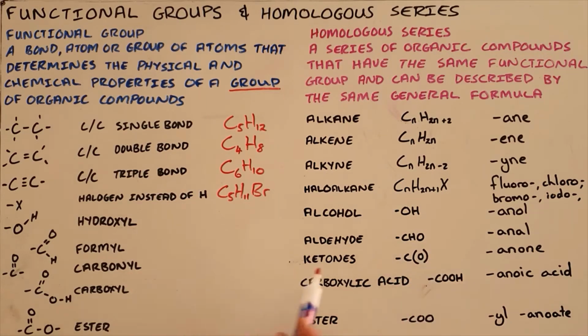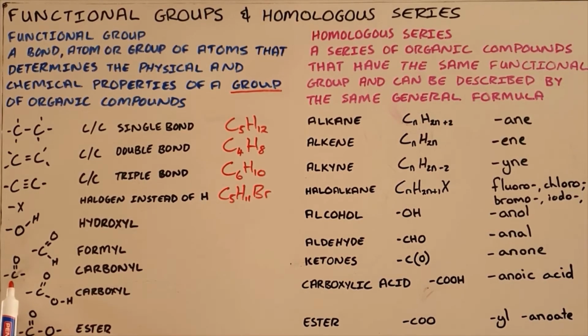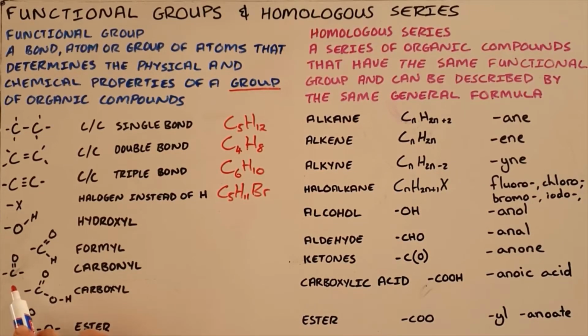Very similar to the aldehydes are the ketones, where we have the carbonyl functional group, which is a carbon that is double bonded to an oxygen, but can form 2 chains, one on either side of that carbon atom that is bonded to the oxygen. Any compound that contains a carbonyl functional group is then a ketone, and this is represented with a C with an O in brackets, and it gets the suffix anone.